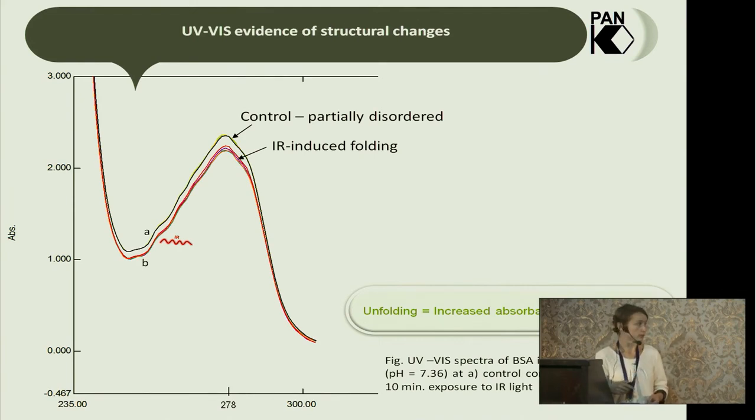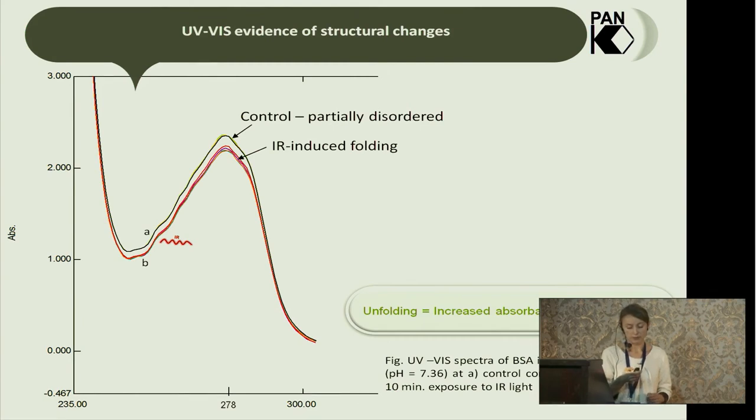And this is again the spectra of bovine serum albumin at control conditions and after exposure to the infrared light. And we see here a decrease in the absorption at 278 nanometers. And this decrease in absorption is interpreted for bovine serum albumin as an increase in folding, because some of the tryptophans that absorb here are now hidden in the structure, so they do not absorb light effectively.